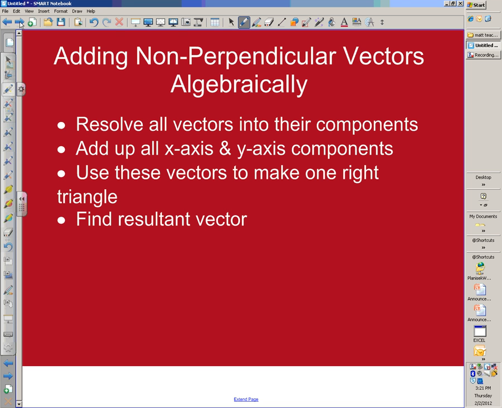In resolving those vectors into their components, we're basically getting rid of the one that's at an angle, and replacing it with the equivalent, one being on the x-axis, one being on the y-axis. When that's the case, all we have to do is add up the x-axis components, add up the y-axis components, and we're going to make those into one big right triangle. And if we end up with a right triangle, we know how to find the resultant vector of a right triangle: use Pythagorean theorem, use our sine, cosine, tangent functions, whatever it is, to get our magnitude and direction. So let's run through a couple of examples, and we'll go from there.